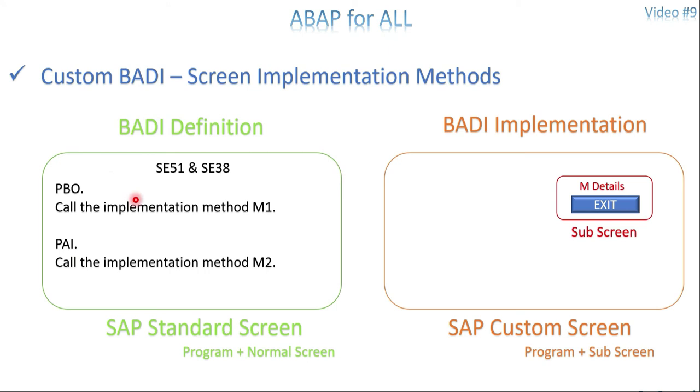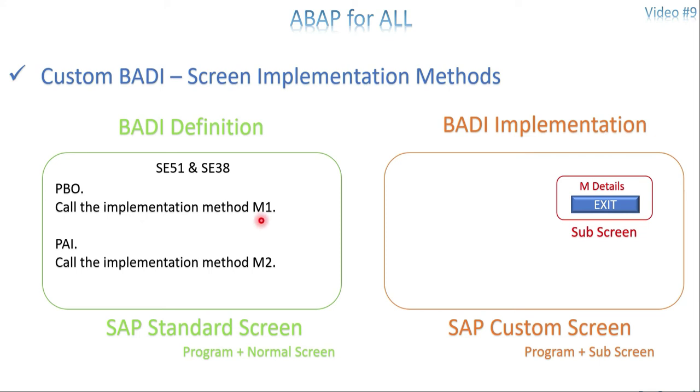So here, at the definition level in SE51, they need a normal module status 100, module user command 100 kind of thing. And inside the module, they have to call the implementation of the methods M1 and M2. For example, the same BADI has a screen enhancement and also a normal function enhancement, like an exit enhancement. So they have their own interface methods, M1 and M2. Now in the design part, at the design screen level and design program level, they have to call the method implementation. You know how to call a method, right?